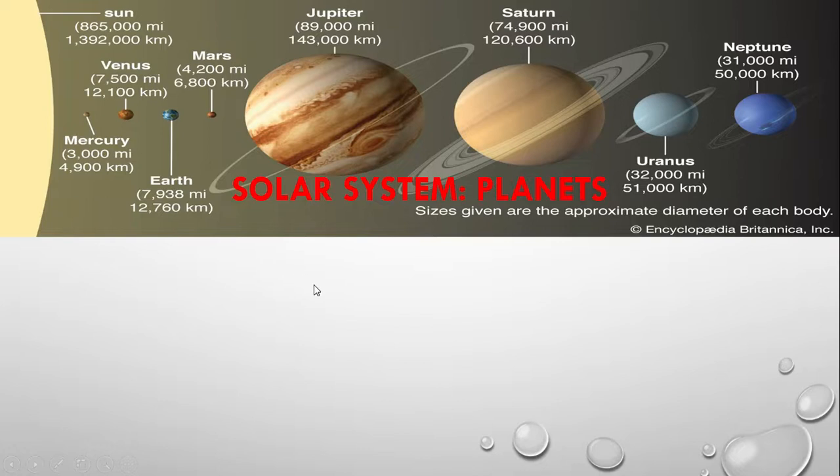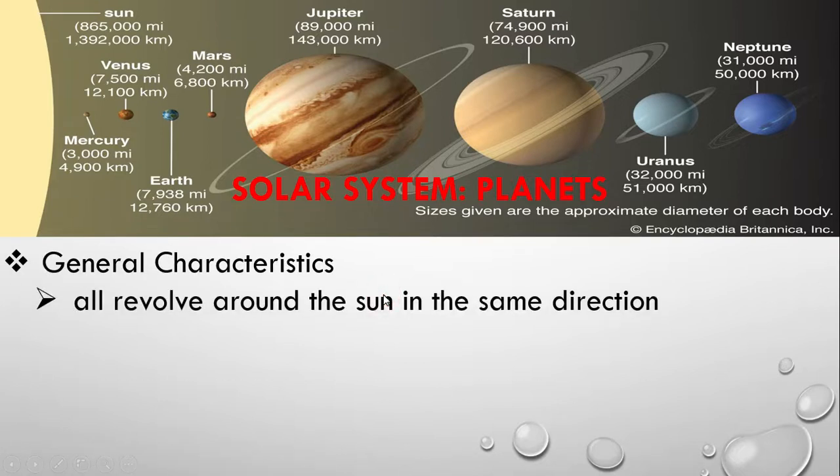So, the solar system. A general characteristic of the solar system is that all objects in the solar system revolve around the sun in the same direction. They move around the sun in the same direction. All of them.